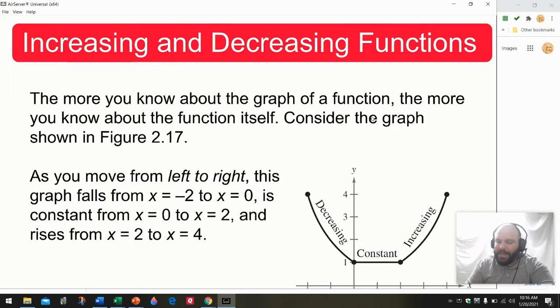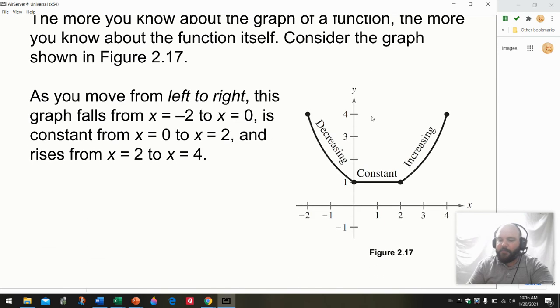Okay, so the next concept we need to talk about with functions is how they are increasing, decreasing, or constant, and how we notate that. This is pretty simple. If you trace the graph with your finger from left to right, if your finger is going down, the graph is decreasing. If it's staying flat, it's constant. And if your finger is going up, it's increasing. You can see there's a picture there that's describing this.